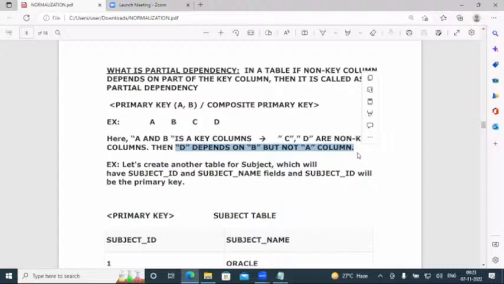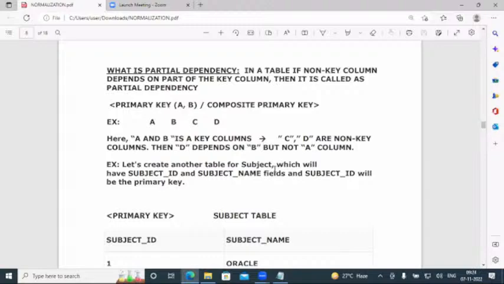That I said: some children have both parents, mother and father. When the child depends on both of them, it's called a full dependency. When a child depends on only one person, either mother or father, it's called a partial dependency. So here also, D depends on B but not A, D depends on A but not B, C depends on A but not B, C depends on B but not A. Then we call that column a partial dependency column.